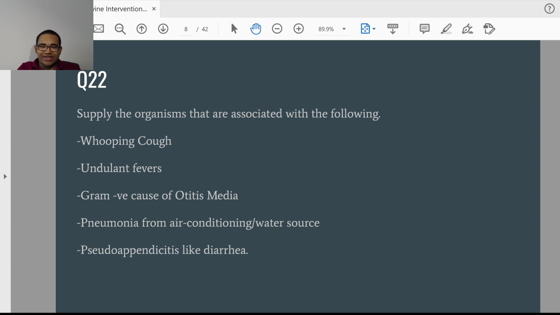Now, supply the organisms that are associated with the following. Whooping cough. What is that? That's Bordetella pertussis, right? That's Bordetella pertussis. Bordetella pertussis is actually kind of high yield to know for many reasons on exams. First one is it's a bacterial infection, right?